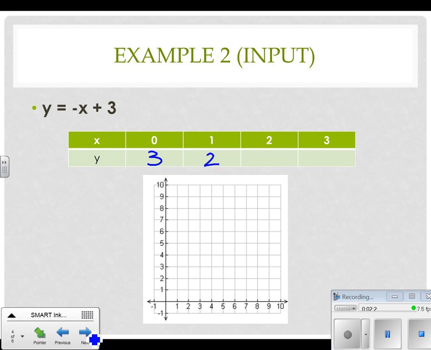Replace the x with 2. The opposite of 2 is negative 2. Negative 2 plus 3 is 1. And then replace it with 3. The opposite of 3 is negative 3. And negative 3 plus 3 is 0.